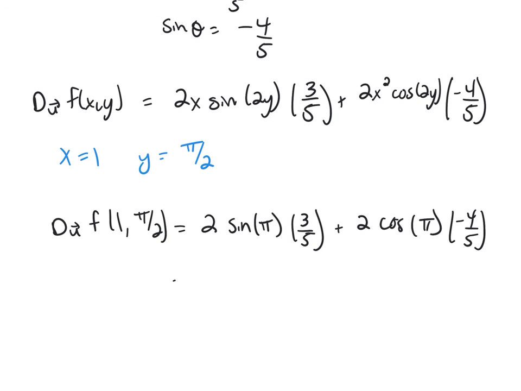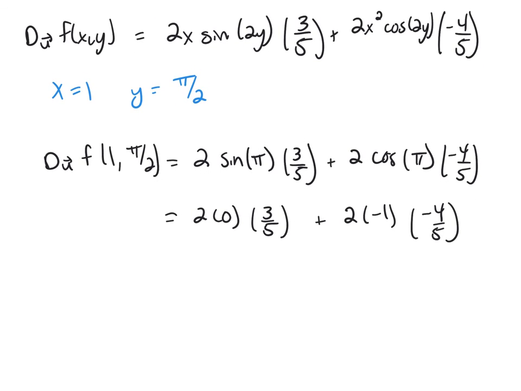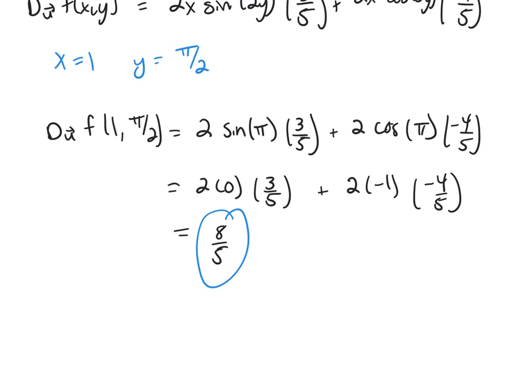Well, sine of pi is 0. Cosine of pi is negative 1. So you'll get positive 8/5 for the directional derivative. And again, this is a scalar, it's a number.